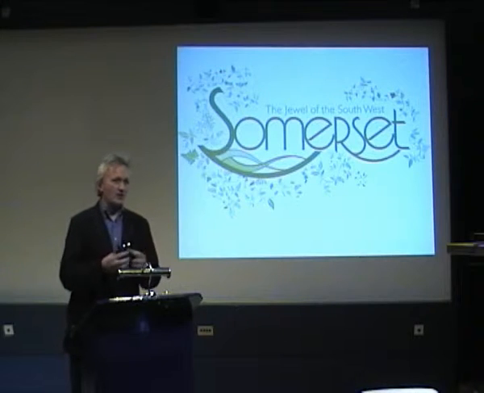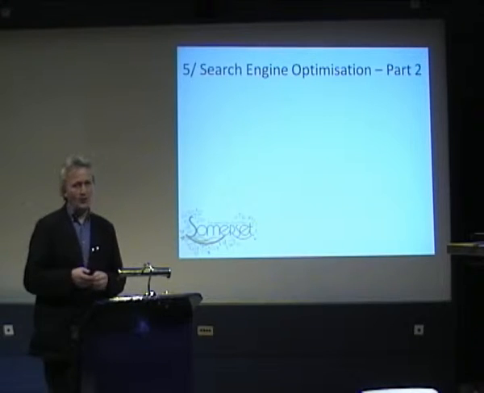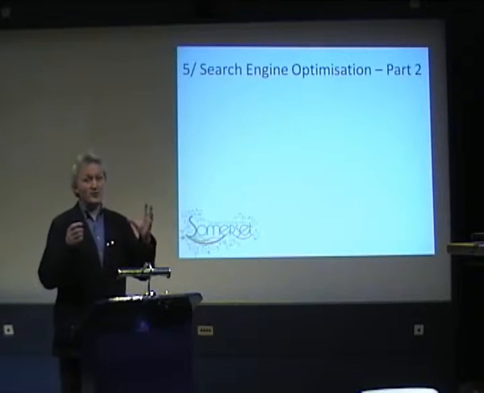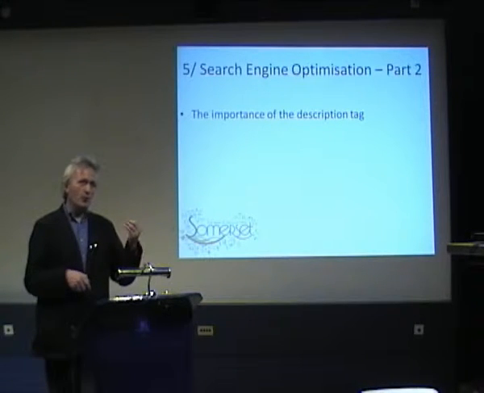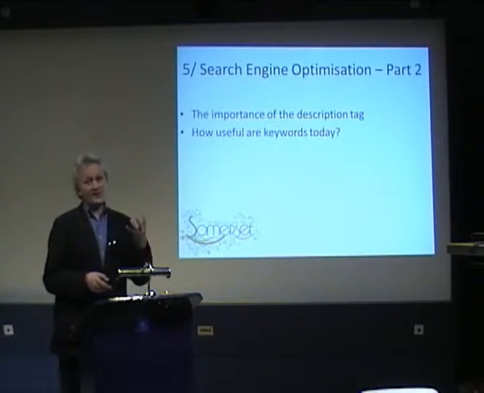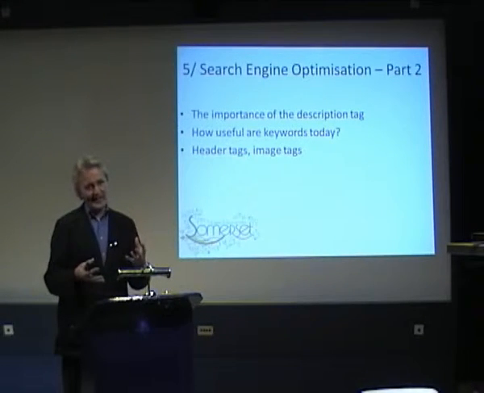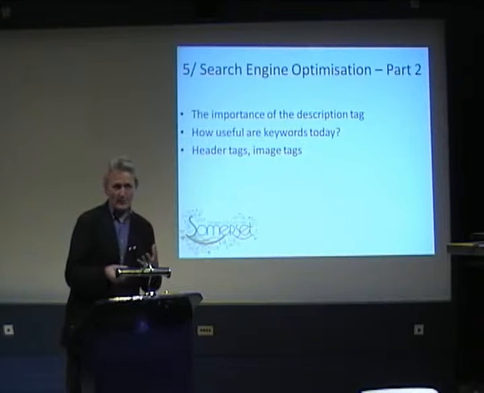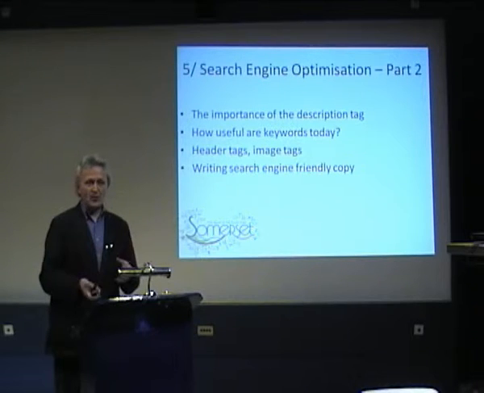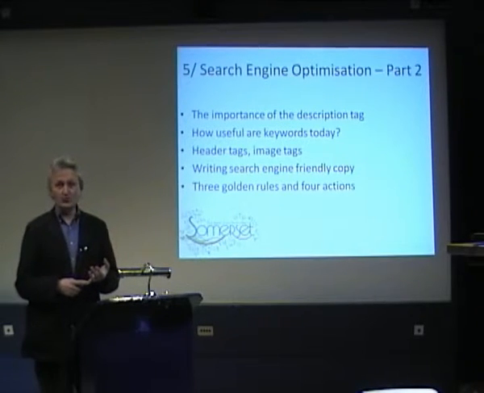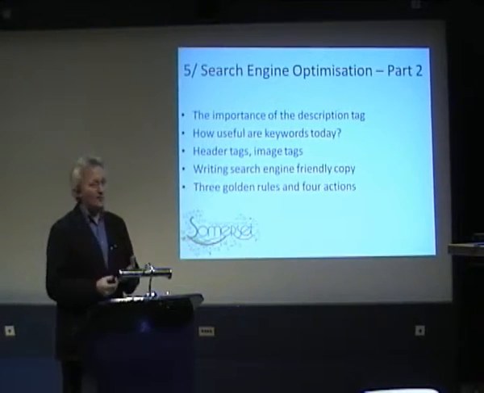In this second part of search engine optimization, what I want to try and cover are some of the other aspects of the code in your website. We've looked at how you find that code in the first part, and in this I want to discover the importance of the description tag, whether keywords are useful today, what are header tags and image tags and how they can help the accessibility of your website, how you go about writing search engine friendly copy, and 3 golden rules and 4 actions to try and do to make sure that your website is well optimized for Google.